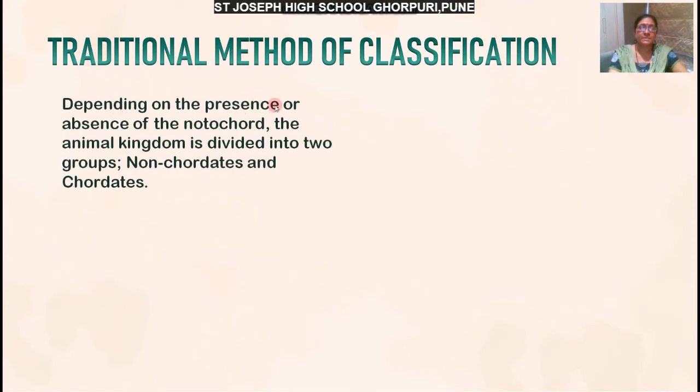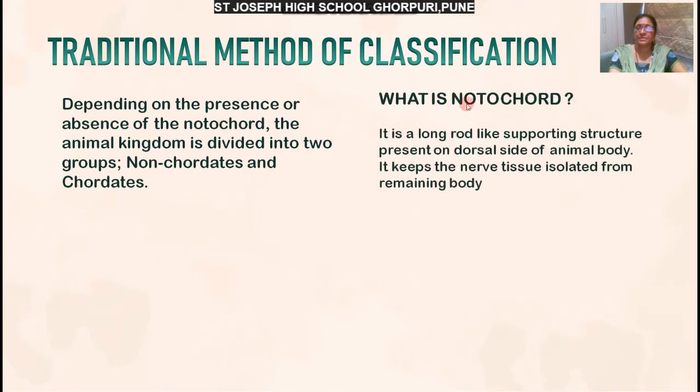Depending on the presence or absence of the notochord, the animal kingdom is divided into two groups, namely non-chordates and chordates. Now, what is a notochord? Let's see the picture here. The definition: what is a notochord? It is a long rod-like supporting structure present on the dorsal side of the animal body. What is its function? It keeps the nerve tissue isolated from the remaining body.